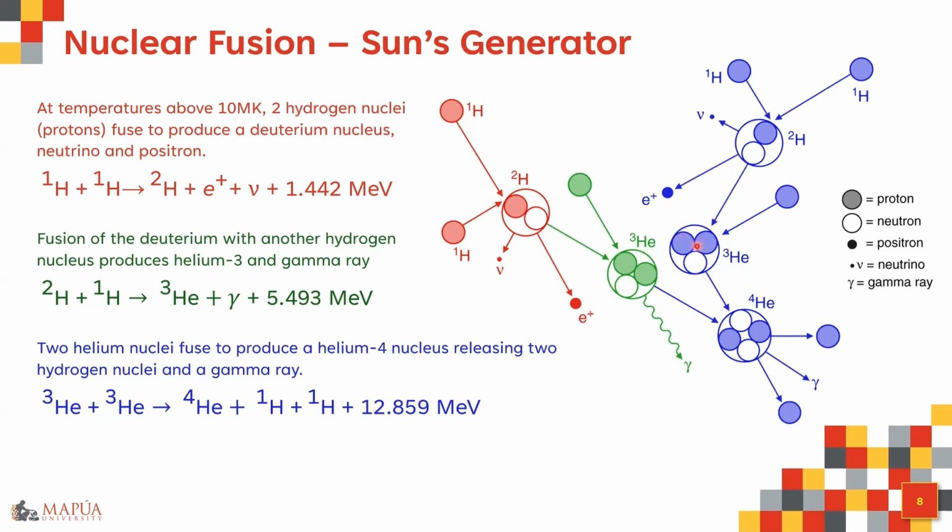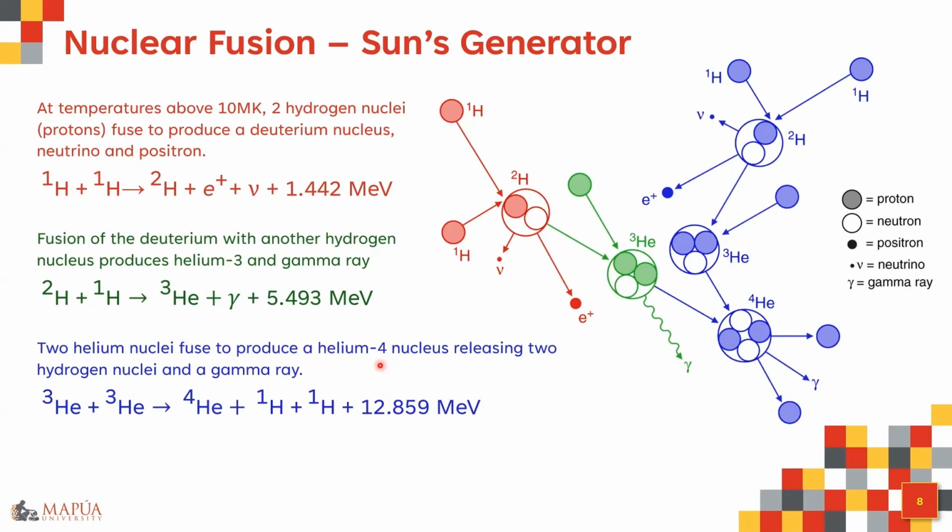So the resulting helium-3 nuclei will fuse together to produce a helium-4 nucleus and 2 protons and gamma radiation. And this fusion process produces 12.8 mega electron volts.